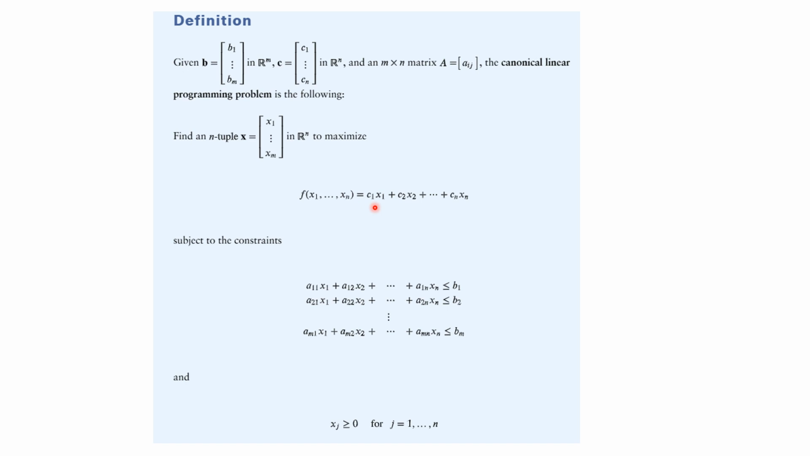times x1, c2 times x2, plus all the way up to cn times xn. Again, it's linear. This is subject to some constraints. You can see these constraints are given as linear constraints, and this is less than or equal to b, and xi is bigger than or equal to 0. Now, when you look at these linear constraints, you realize that looks like a matrix, and so we can even have a matrix formulation of this as well.